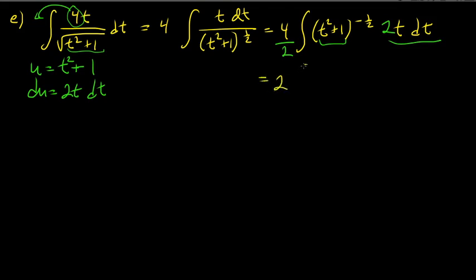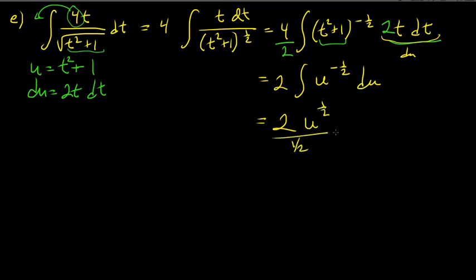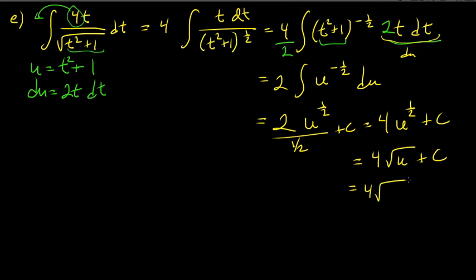And when you do that, you get 2 times the integral of u to the negative 1/2, and then all of this is just du. And now we can just use the power rule. Negative 1/2 plus 1 is positive 1/2, divided by 1/2, and that's just multiplied by 2, so 4u to the 1/2 plus c. So that's really just 4 times the square root of u plus c, and what was u? It was t squared plus 1. So that should be the answer for part E.